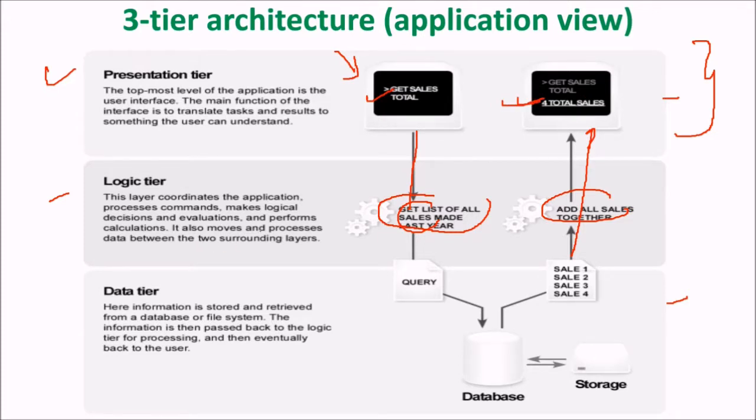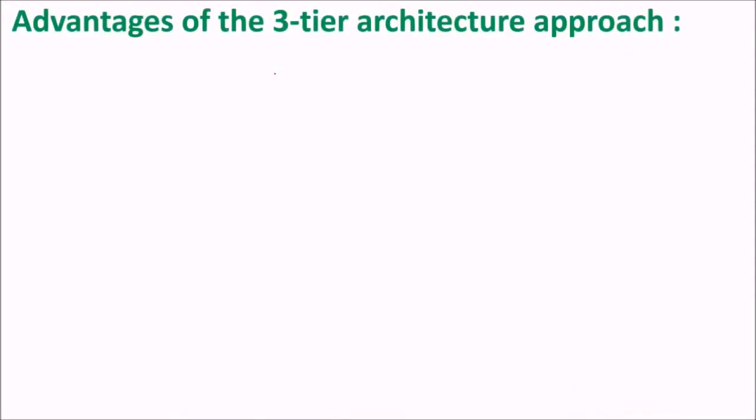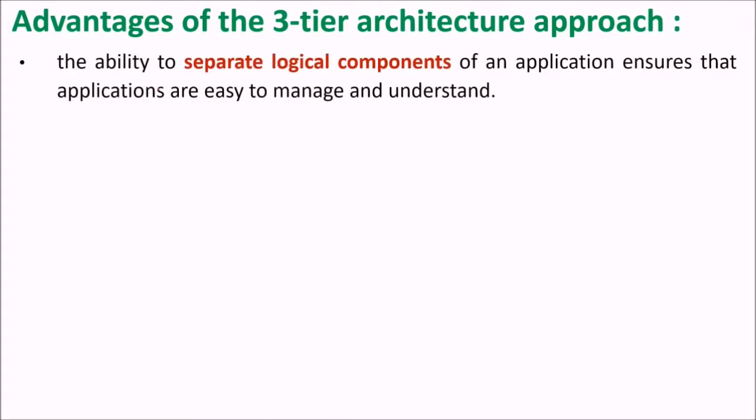In the data tier, we have information which is stored and retrieved from a database or, say, a file system. The information is then passed back to the logic tier, this layer, for processing and then eventually back to the user. What are the advantages of the three-tier architecture approach?